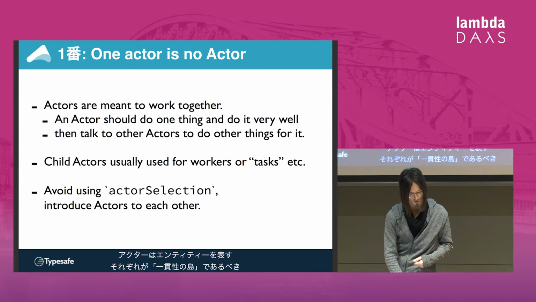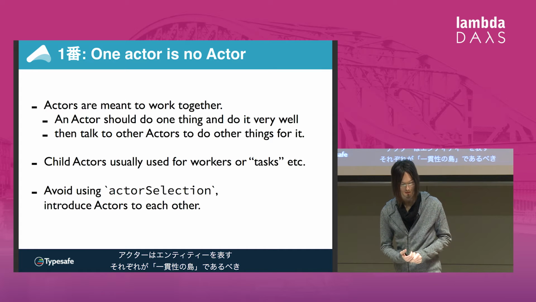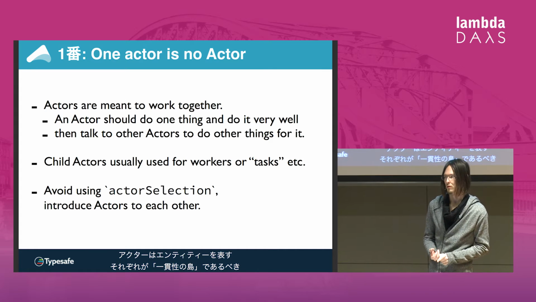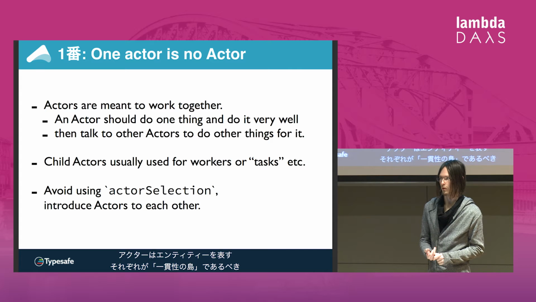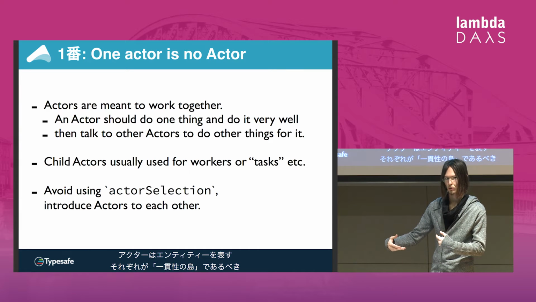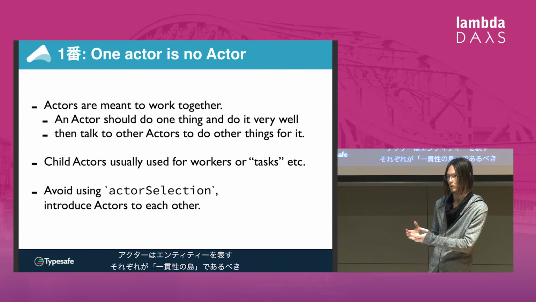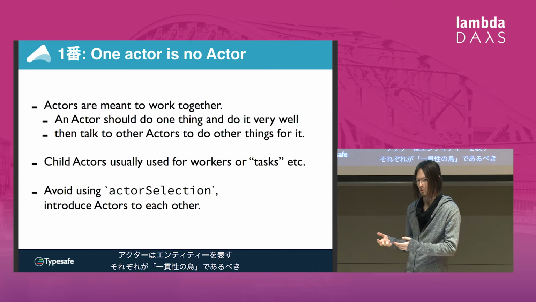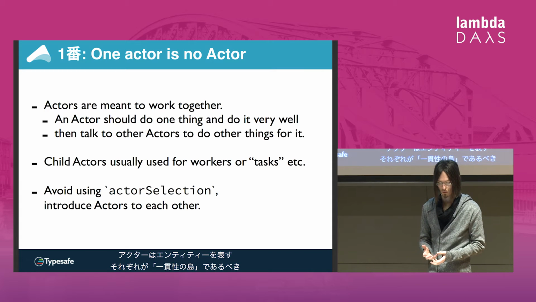Okay, so actors are meant to work together. And when you model a system using actors, you basically can think about human interactions. So if I should be replying to someone, I should be first introduced to that person, right? So in code terms, it means I should get a reference to that actor, right? I should not be using actor selection.